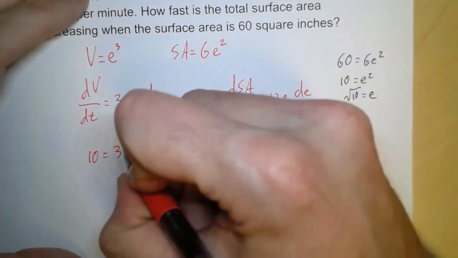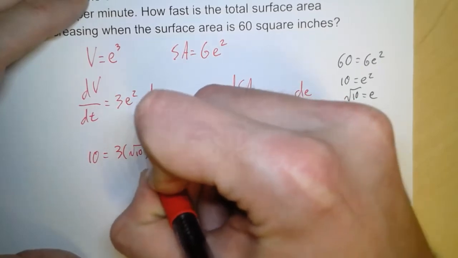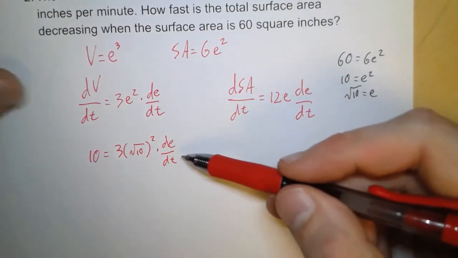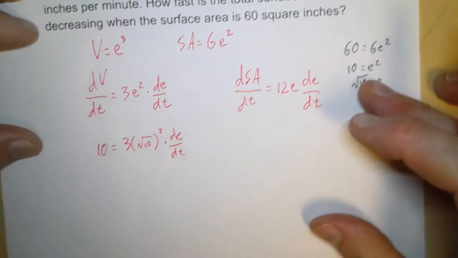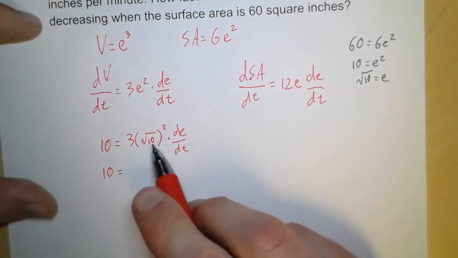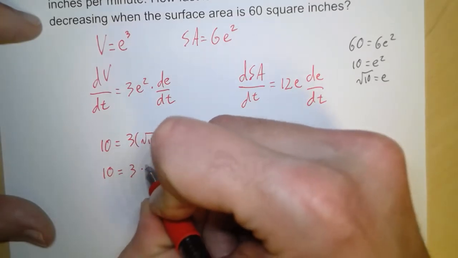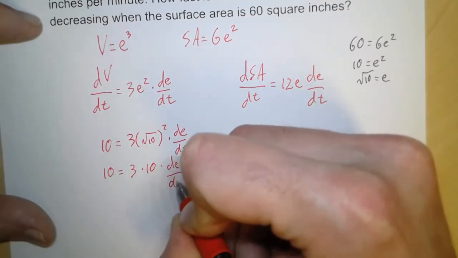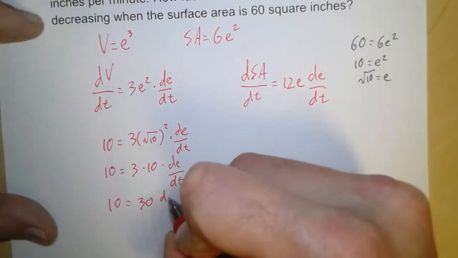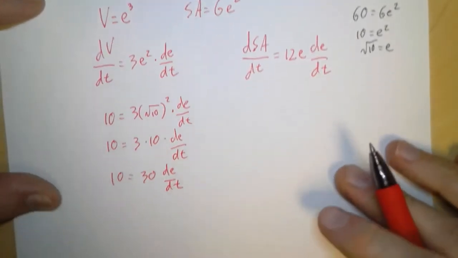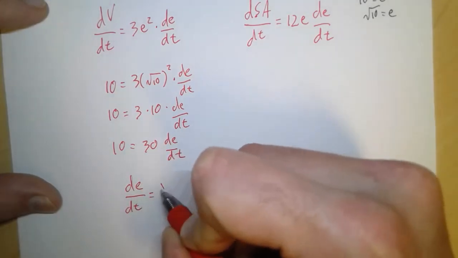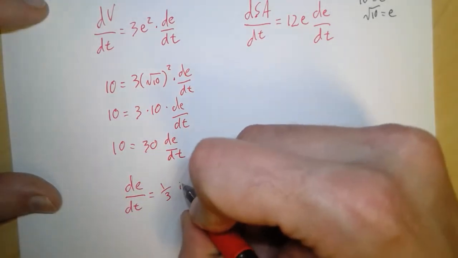So we can plug that in: square root of 10 squared times dE dt. Now we've got an equation where there's only one unknown. That works for us. If we simplify the left side, the square root of 10 squared is just 10. So 3 times 10 is 30, so 10 equals 30 dE dt. And when we divide by 30, dE dt is going to equal 1/3 of an inch per minute.